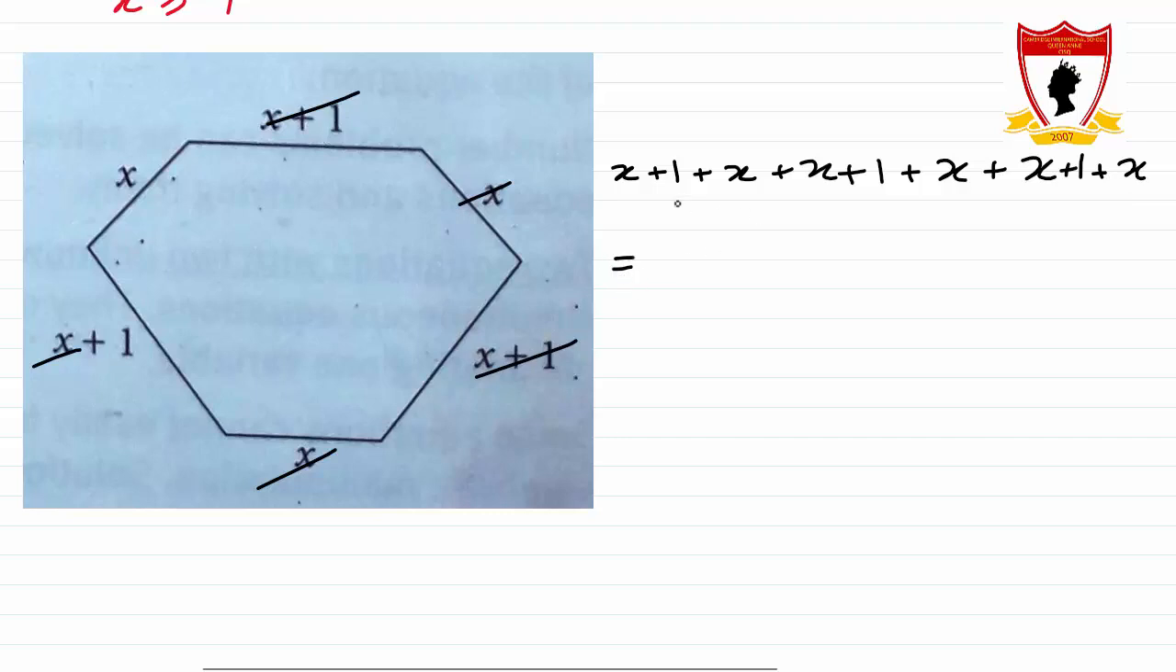This is equal to... how many x's are there? 1, 2, 3, 4, 5, 6. So that will be 6x plus 3. The sum of all the sides together is 6x plus 3. But the question says the perimeter is less than 50. It means this sum, 6x plus 3, is less than 50.